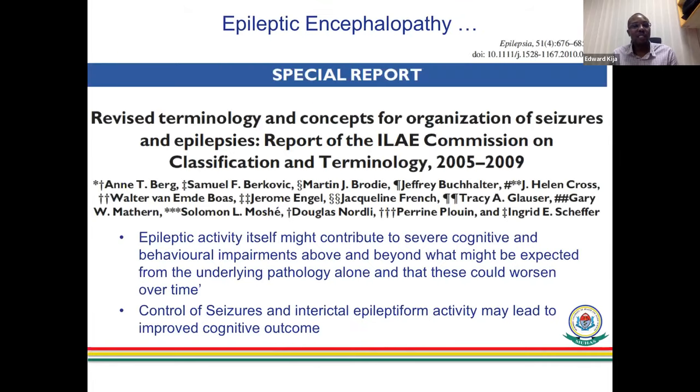It was not until 2010 that the concept of epileptic encephalopathy was further clarified. At this time, it was thought that in epileptic encephalopathy, it is the epileptic activity itself which contributes to severe cognitive and behavioral impairments, above and beyond what might be expected from the underlying pathology alone, and this could worsen over time. It was postulated that if seizures and interictal epileptiform activity were controlled, this would lead to an improved outcome in patients suffering from epileptic encephalopathy.